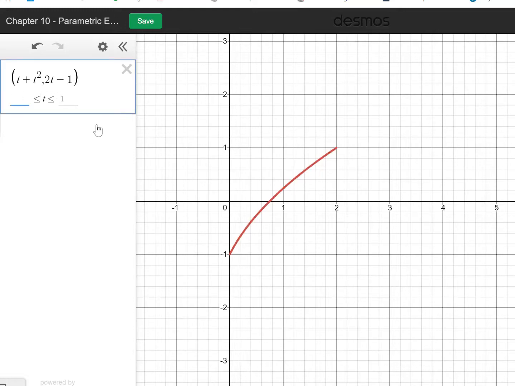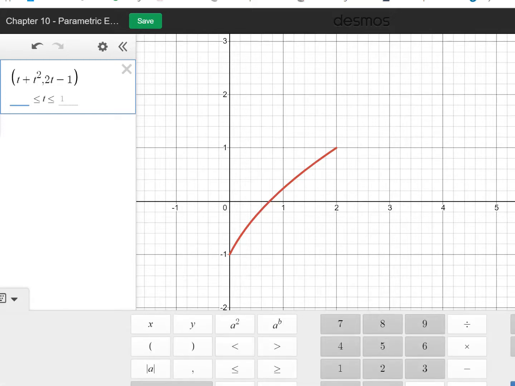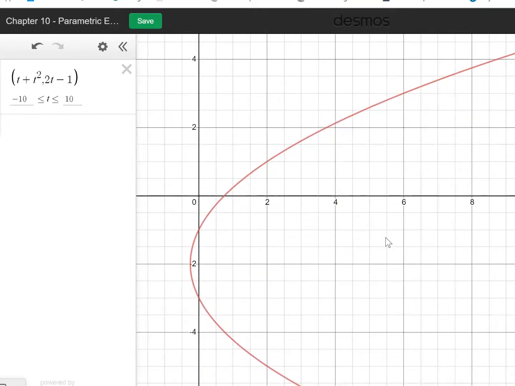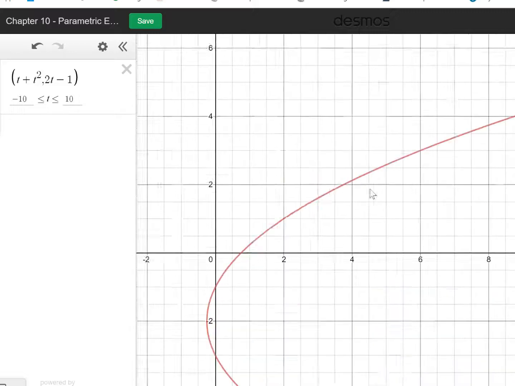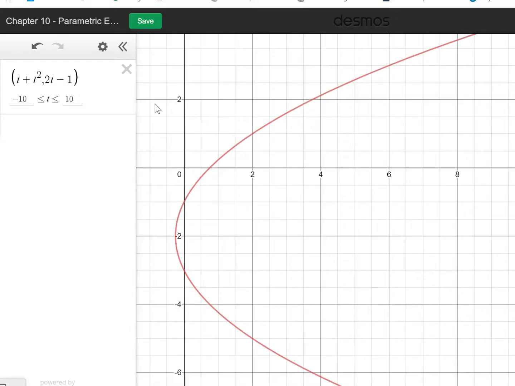This is editable though, so right now it's just showing me that little piece where the parameter is from 0 to 1, but I can edit that and say, well, whatever you want to look at it from, maybe negative 10 to 10. There we go. So maybe I want to look at it from negative 10 to 10, and I can do that. Okay, and we can see that parametric equation is being graphed.